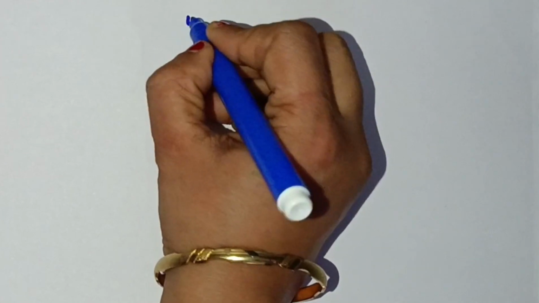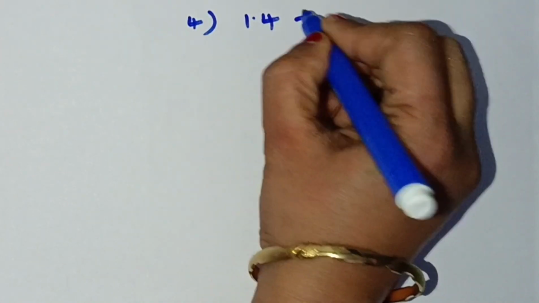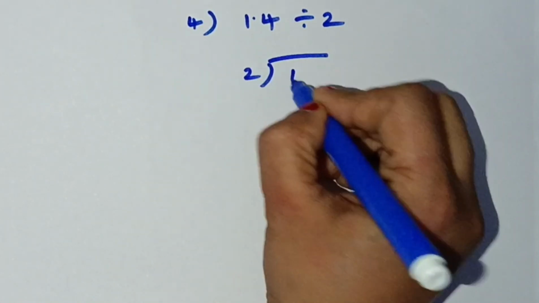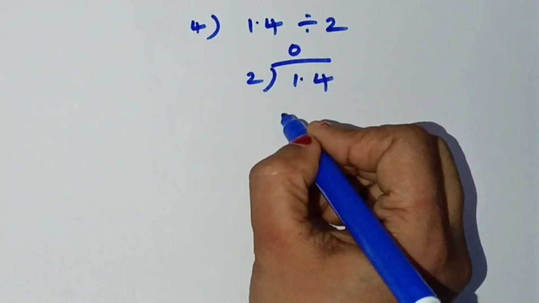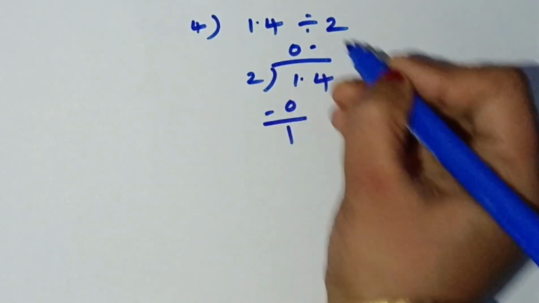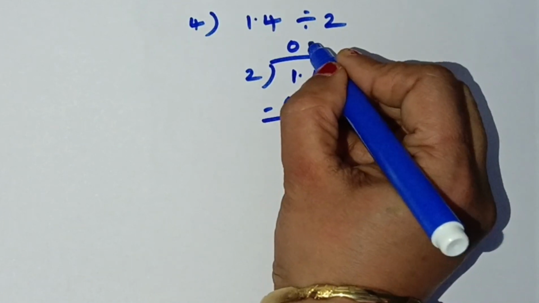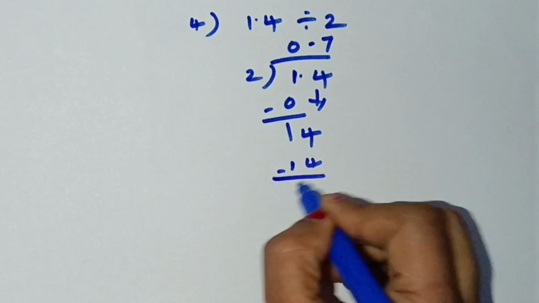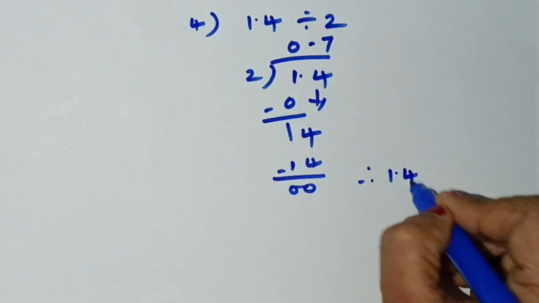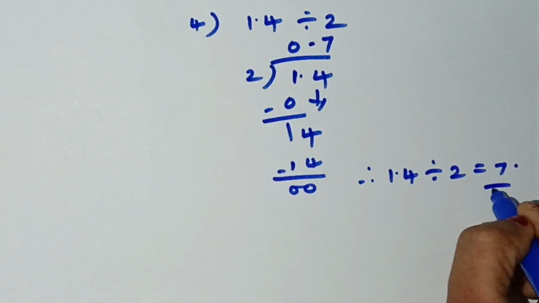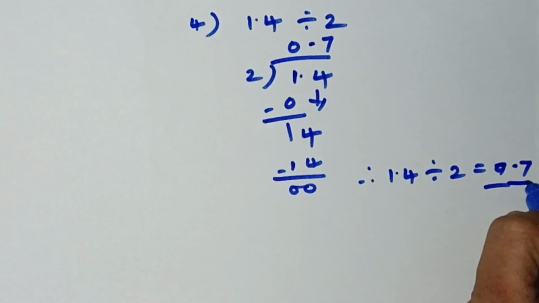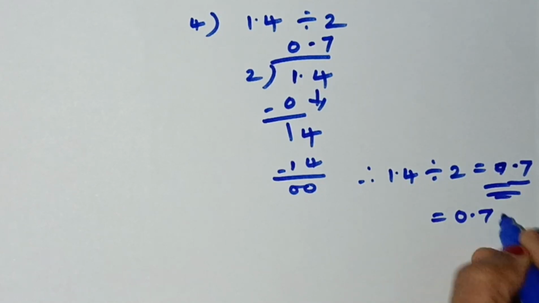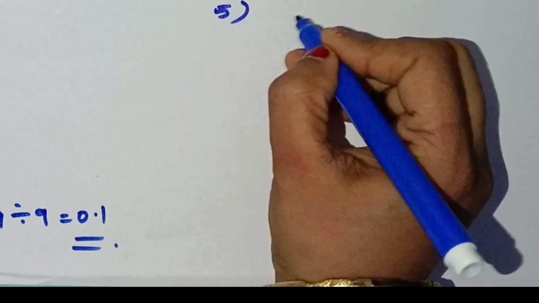Now let's see the next sum. 1.4 divided by 2. 2 into 1, so 2 zeros are 0. Place 1 over here. 1 point, decimal point, 14. 2 sevens are 14. So your final answer is what? 1.4 divided by 2 is equal to 0.7. Now let's switch to the next one.